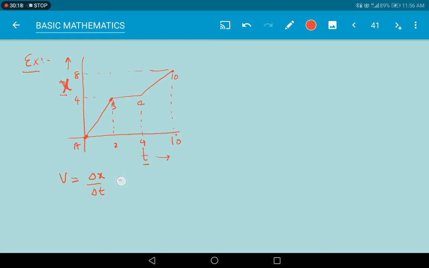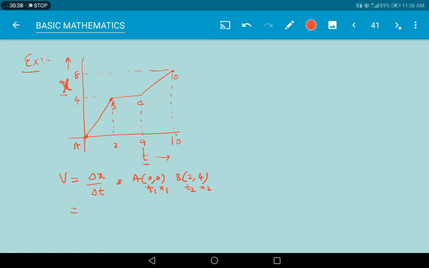Okay, so you can get the different function A to B. You can write delta x. So first you can find out the coordinates of A. What are the coordinates of A? Coordinates of A are 0 comma 0. Coordinates of B are nothing but what? 2 comma 4. This is t1 comma x1. This is t2 comma x2.